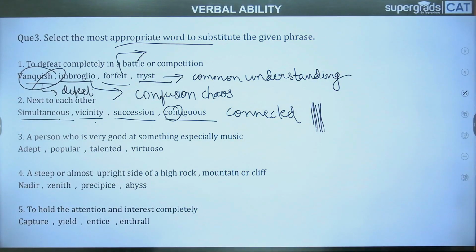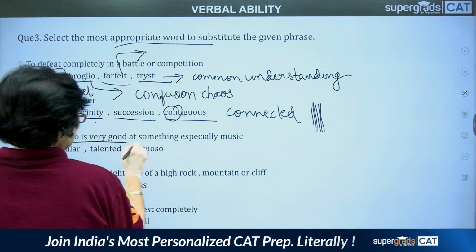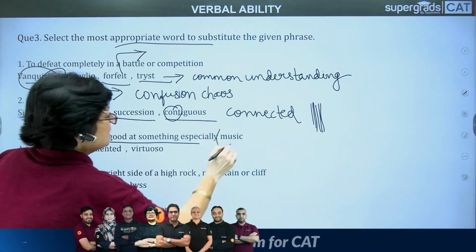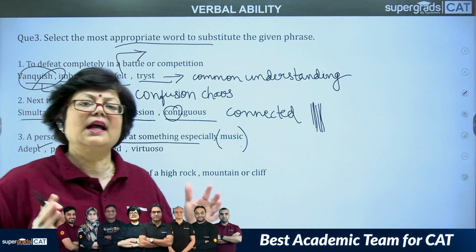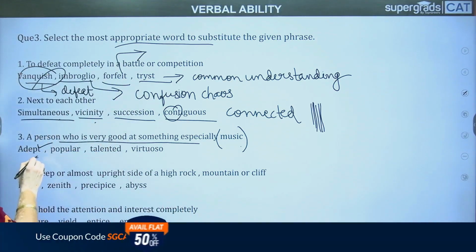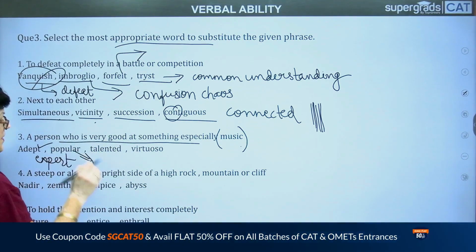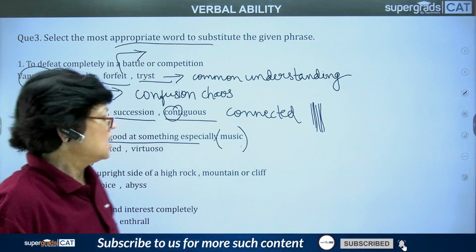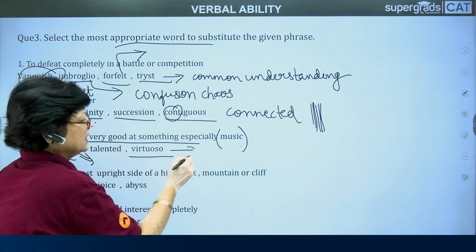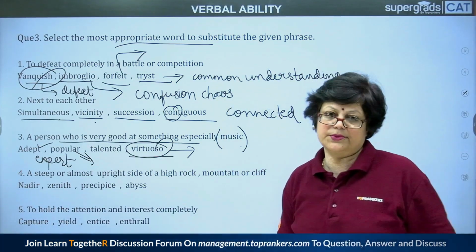Look at the third phrase. A person who is very good at something, especially music. So for music, adept will be okay. Adept means an expert. Popular, the one who is famous. Talented, the one who has got that potential. He has that talent. And virtuoso. Virtuoso is the correct word because it actually means a person who is very good at music, right?